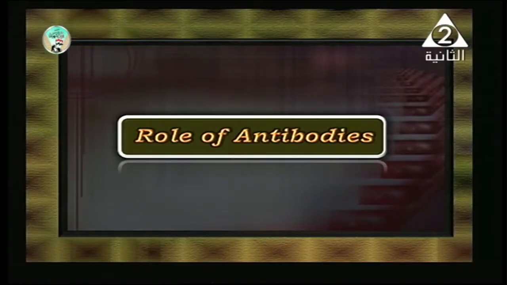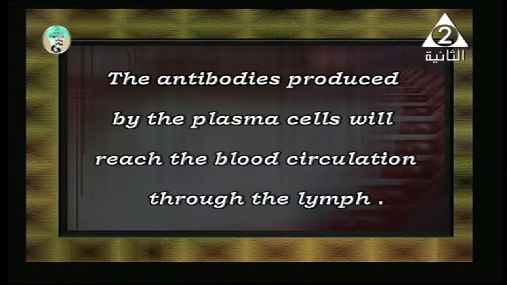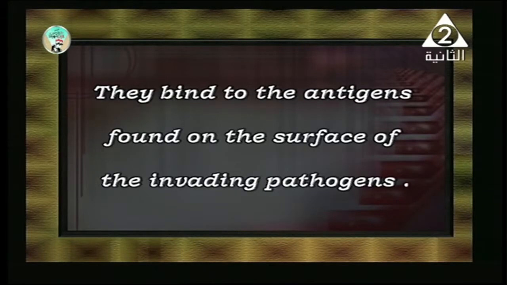After that, we need to know the role of the antibodies. What is the role of the antibodies? Actually, antibodies have a lot of roles inside our body. The antibodies produced by the plasma cells reach the blood circulation through the lymph, and they bind to the antigens found on the surface of the invading pathogens.